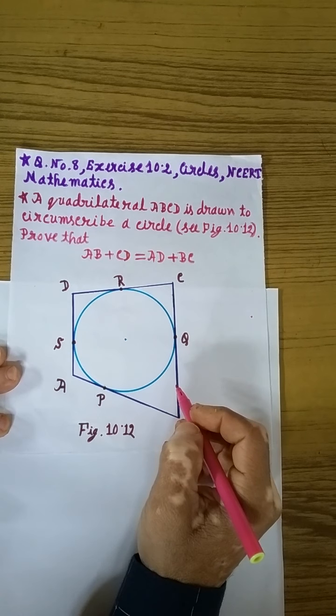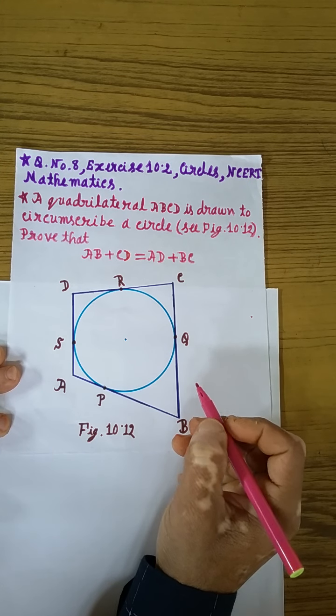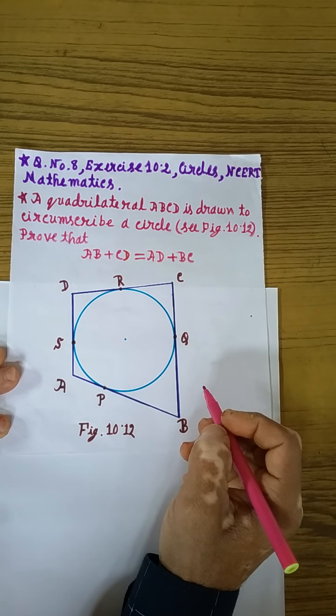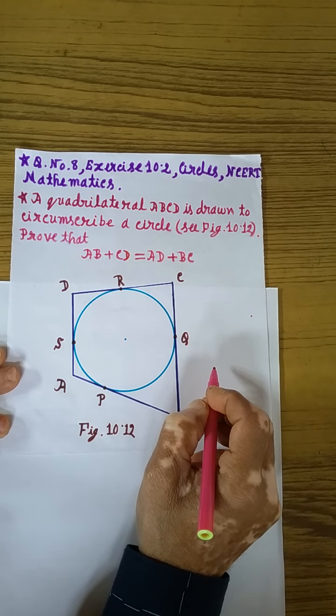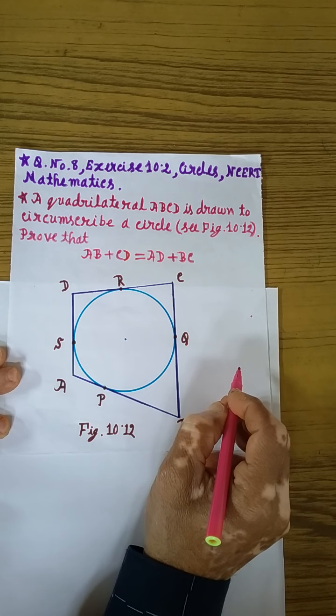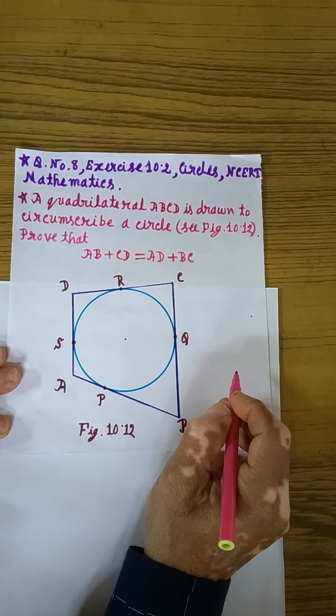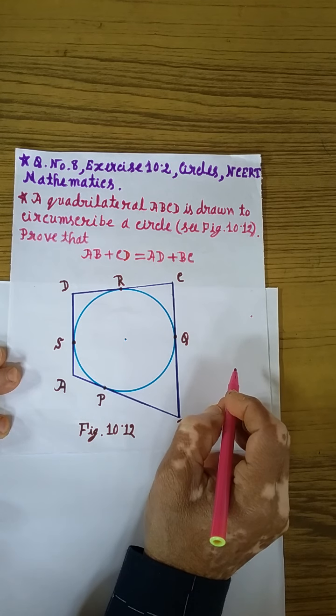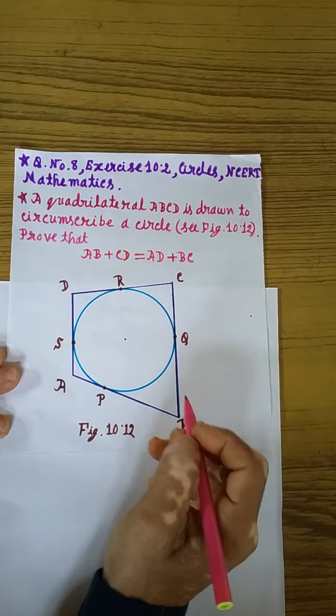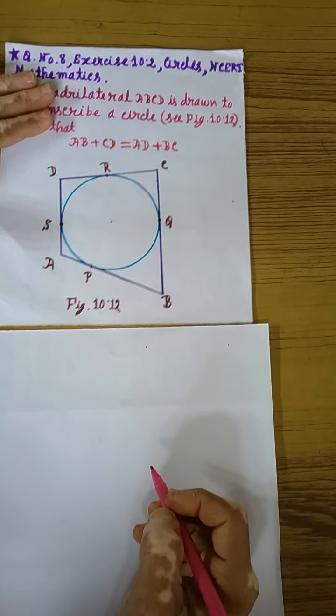So to proceed to this solution, we must have this pre-knowledge first, which is the measures of the two tangents drawn from an external point to a circle are equal to each other at the point of contact. I would like to repeat once more. The measures of the two tangents drawn from an external point to a circle are equal to each other at the point of contact. So to do this sum, let us proceed in this way.